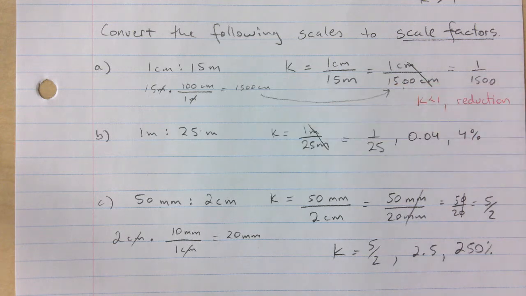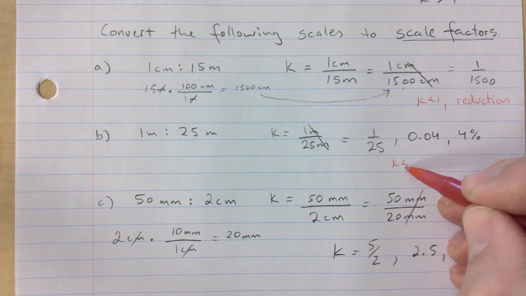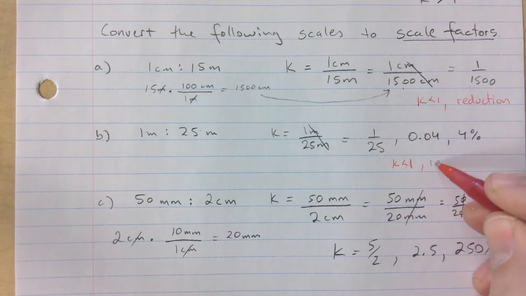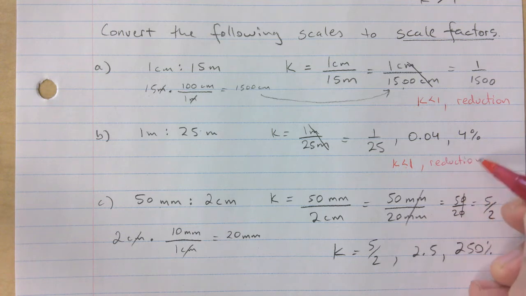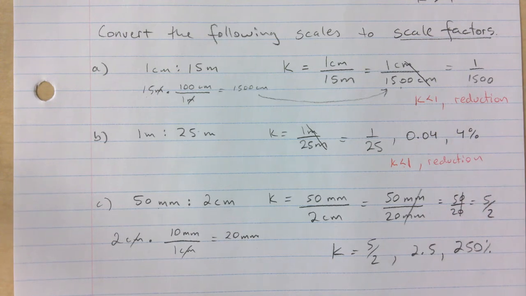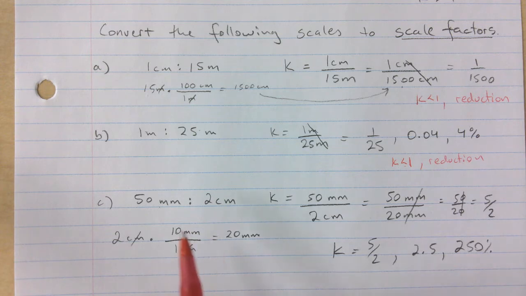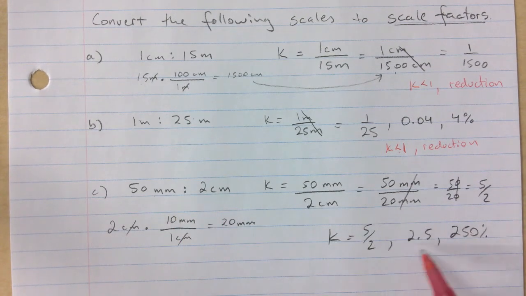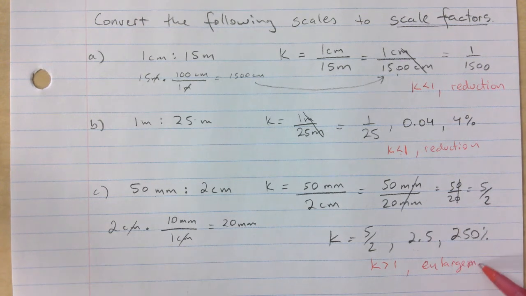B, it's also, right, K is less than 1. You can clearly tell that here by the decimal. So it's a reduction. And then next, you want to look at this one. Here you can clearly tell K is greater than 1, enlargement. Enlargement.